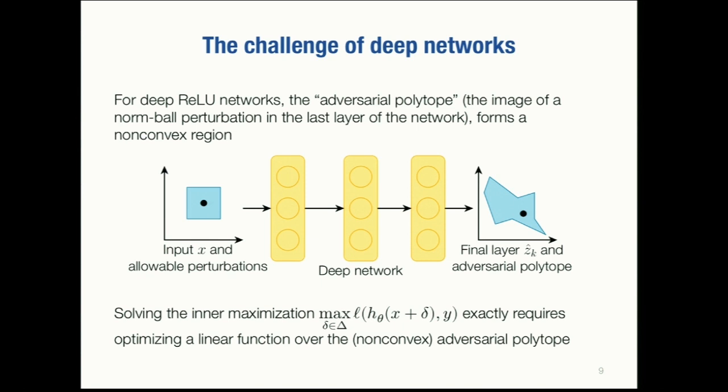This is what we call the adversarial polytope. It is a polytope, a connected region, but it's not going to be a convex one. And so the question is, how do I find the worst case example now in this set here? How do I find the worst case bound in this region?